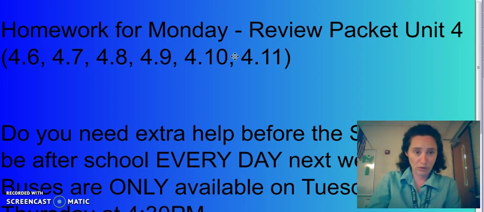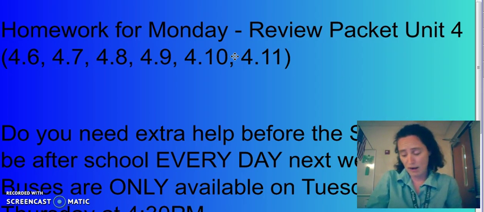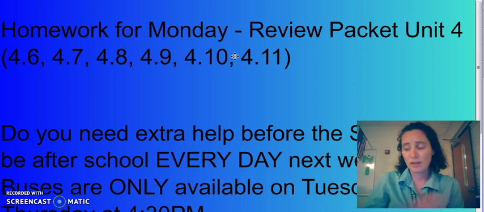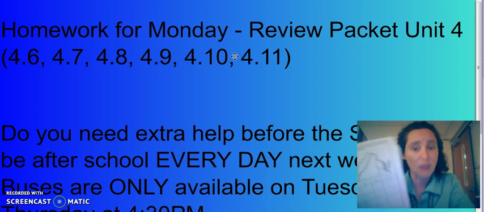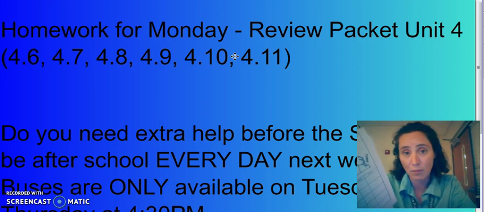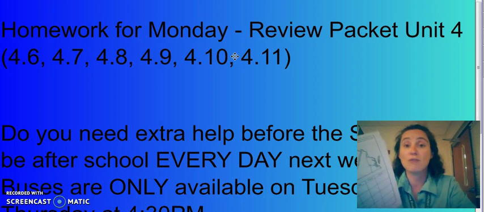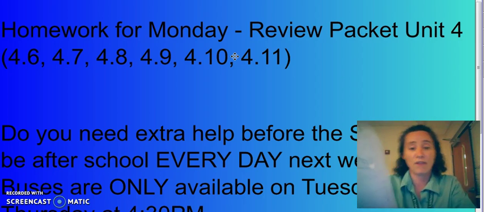So that is 4.6, 4.7, 4.8, 4.9, 4.10, and 11. These are the layers of the earth, the types of faults, boundary types, continental drift, earthquakes, plate tectonics in general, and Virginia geology. And remember that all answers are in the previous couple pages in the packet. So make sure you get this done for Monday, because we're going to be moving fast.